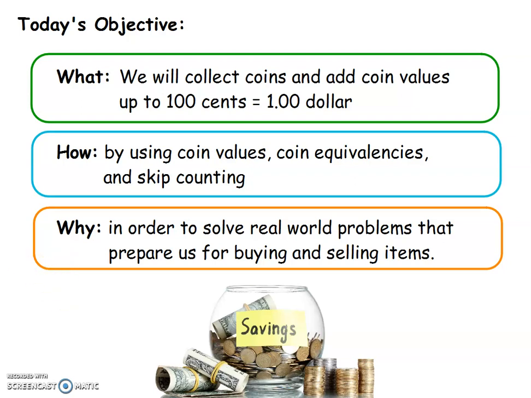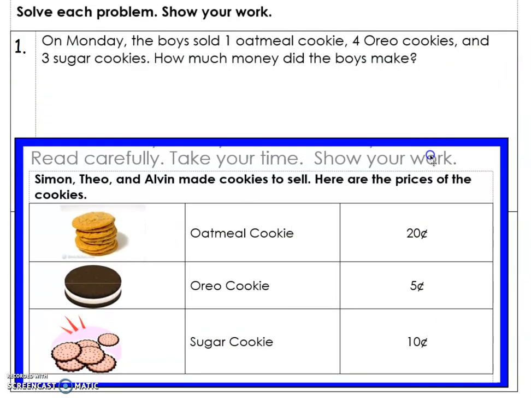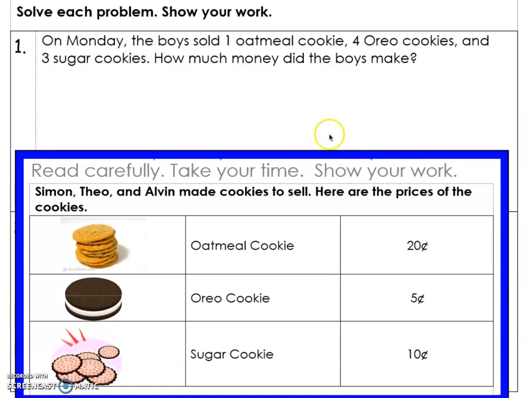All right, so I will put up the first problem here. So we have Simon, Theo, and Alvin who made cookies to sell. Here are the prices of the cookies. So they're going to sell an oatmeal cookie for 20 cents, an Oreo cookie for 5 cents, and a sugar cookie for 10 cents. So knowing those prices, I'll slide this down and let's look at the first problem. So on Monday, the boys sold 1 oatmeal cookie, 4 Oreo cookies, and 3 sugar cookies. So how much money did the boys make?